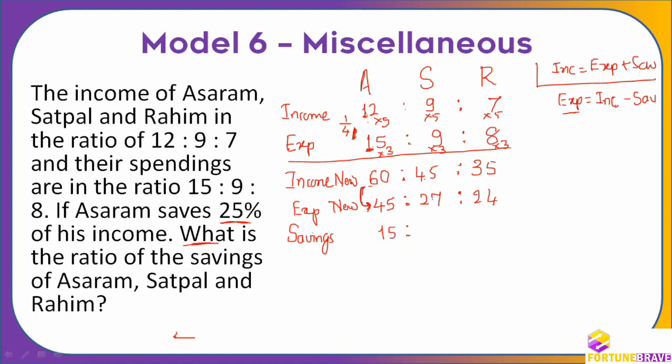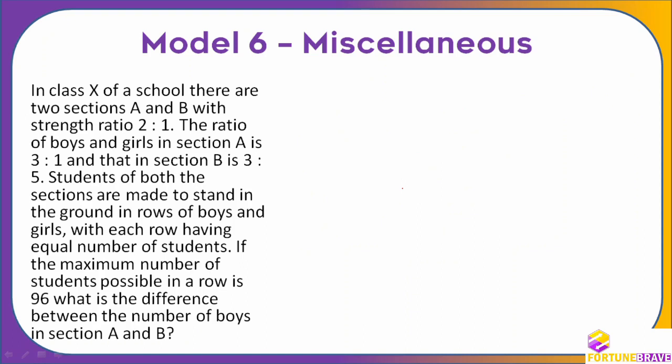45 minus 27 will be how much? 18. And 35 minus 21 is equal to how much? 11. So this is their savings ratio. This is their savings ratio. What I did was took the LCM and directly solved. With this, you will be able to solve this much faster.